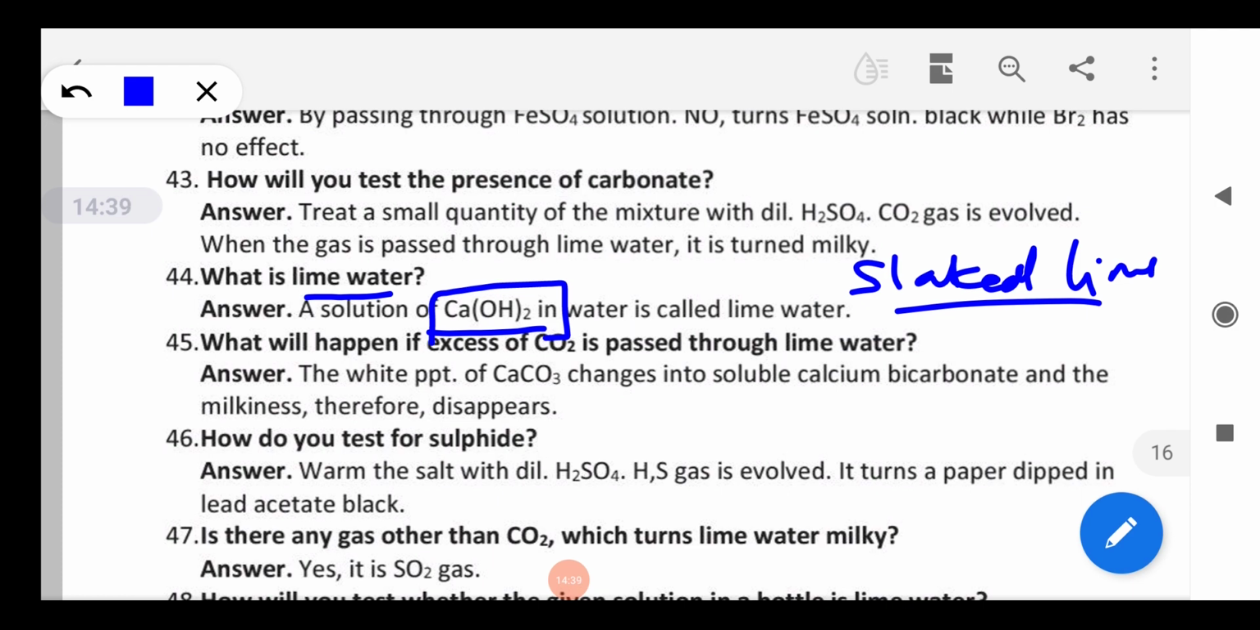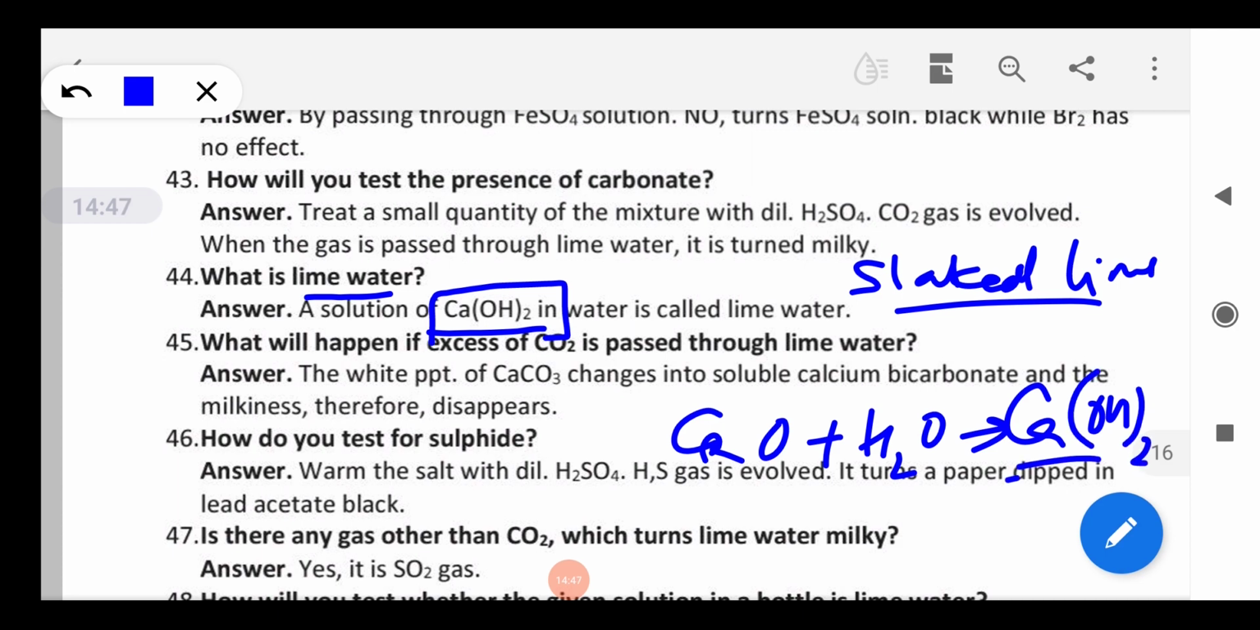When we mix calcium oxide or quicklime with water, then slaked lime is formed. In the beginning the mixture is milky, so that is called slaked lime, but after some time all the residue of the calcium hydroxide settles down, and at the top we get a clear solution. That clear solution is called lime water.